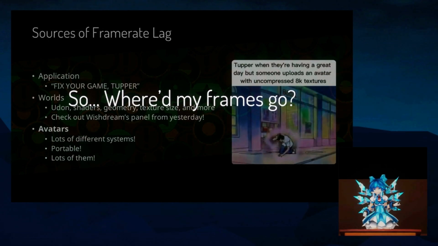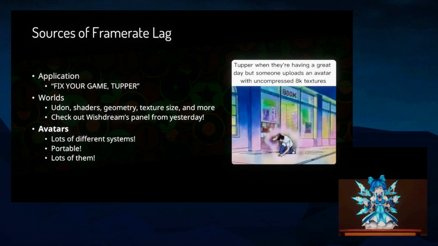Where did your frames go? There are a couple different sources of frame rate lag in VRChat. The first one is the application, and you can't do anything about that. That is on us. Notably, we've gotten a bit better at that over time. There are some things we can do to improve, and literally everything that we do at this point has some kind of application performance factor built into it. But yeah, don't worry about that part. You can't do anything about it.